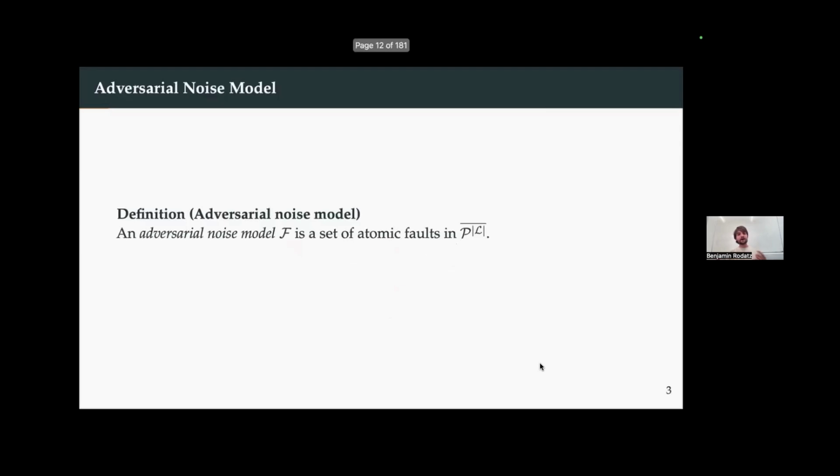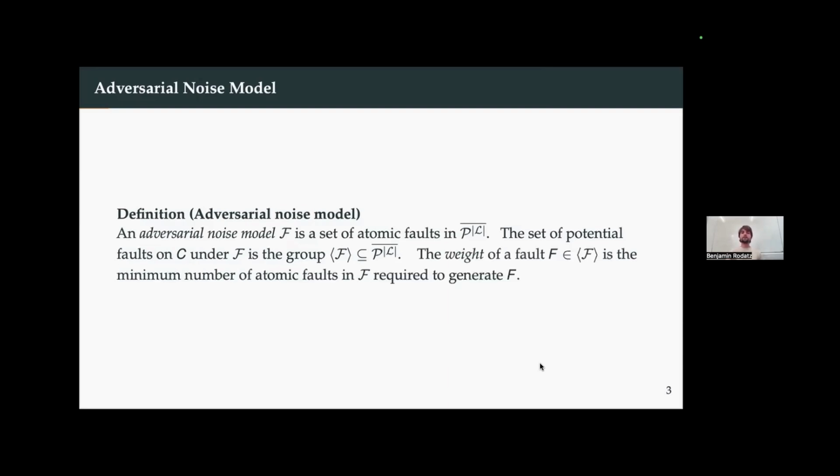And for this, we define this notion of a noise model, where we say a noise model is simply a set of so-called atomic faults, which are the faults that can occur if one thing goes wrong, if one fault event happens. These are the things that can potentially occur. So the set of all potential faults on some circuit under some noise model is the group generated by these atomic faults. And then we say the weight of a fault, so how many things have to go wrong for this particular fault to occur. The weight of a fault is the minimum number of atomic faults in our noise model that are needed to generate some larger fault.